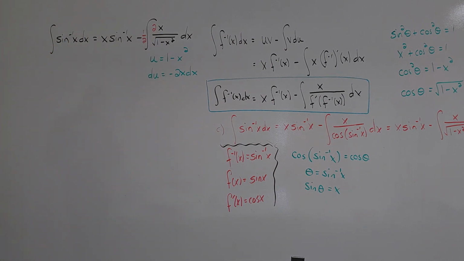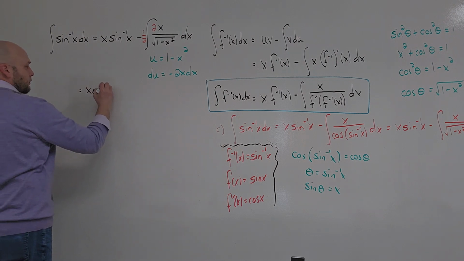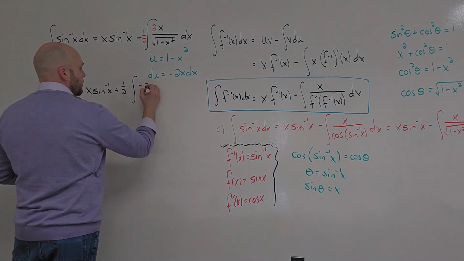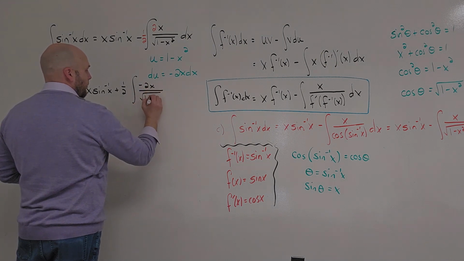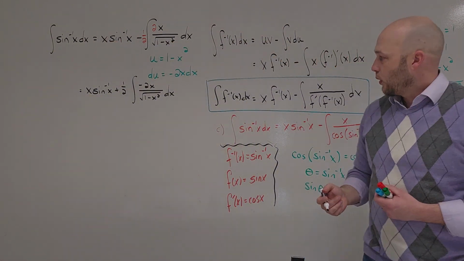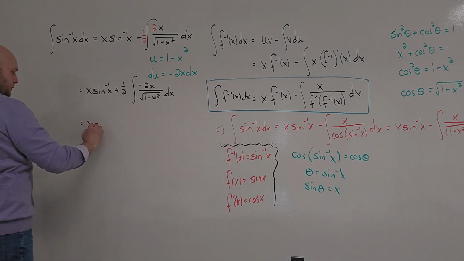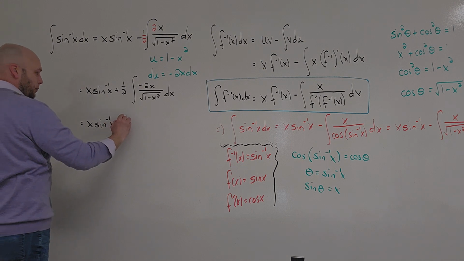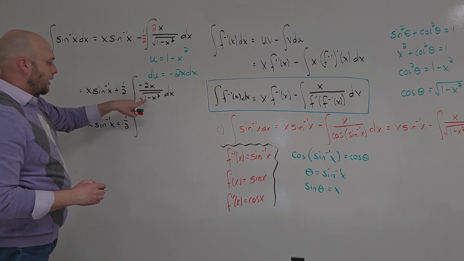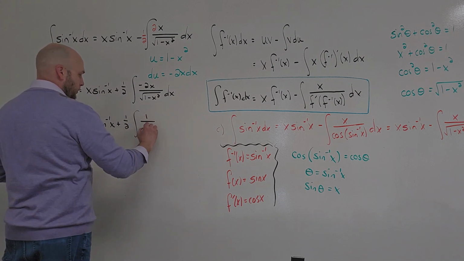This then gives me x sine inverse plus 1/2 integral of negative 2x over the square root of 1 minus x squared dx. Again, I haven't substituted in anything, I just laid out the format for it. Then I plug in my u and my du. X sine inverse plus 1/2 integral, negative 2x dx is du, and the radicand down here, 1 minus x squared, is u, which gives me 1 over the square root of u du.